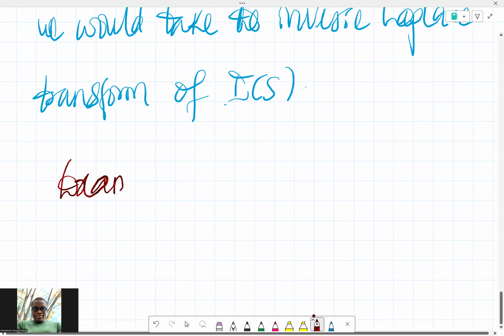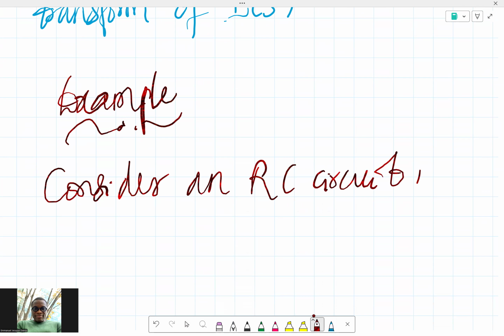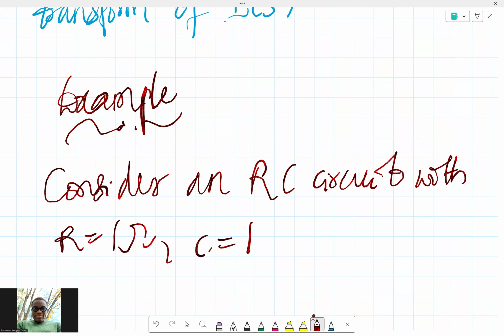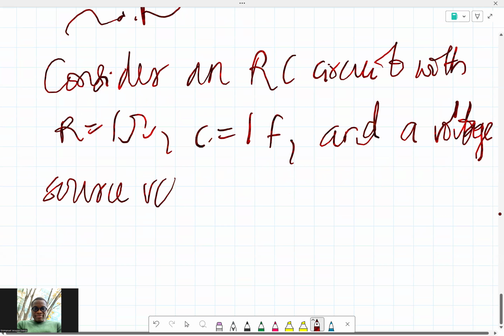Let's take an example of that. Consider an RC circuit with resistance 1 ohm, capacitance 1 F, and a voltage source V of t equal to 1 volt, which is a step input.